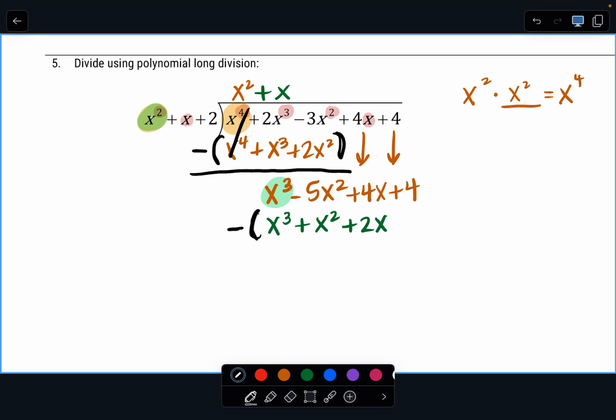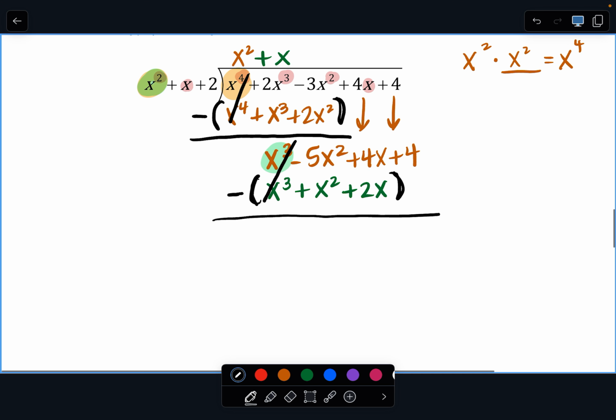You are promised doing the same steps over and over and over again. There's not really that much in these questions that's going to switch up at all. You're doing the same exact steps. So we're going to go in. We are going to subtract negative 5x squared minus x squared. So what's negative 5 minus 1? Negative 6x squared.